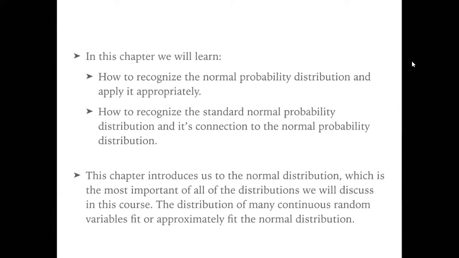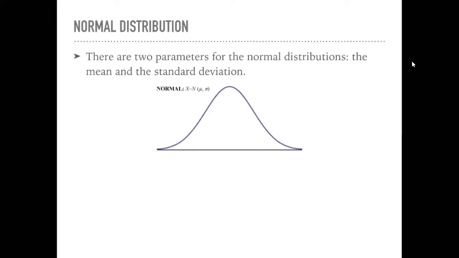And the distribution of many continuous random variables fit or approximately fit to the normal distribution when certain things are applied to them. So we're going to dive into what is the normal distribution this chapter, and then we're going to build on that over the next few chapters. So the normal distribution, there are two parameters for the normal distribution, the mean and the standard deviation.